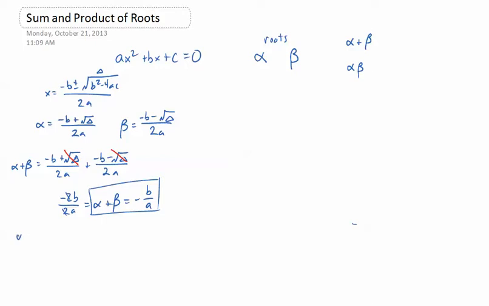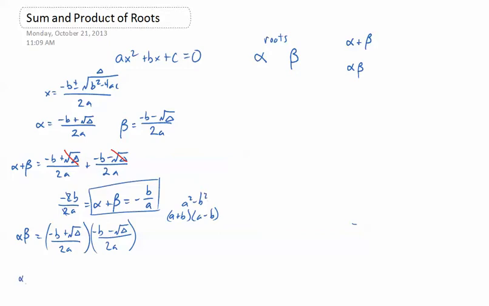Let's see then what happens when we take alpha times beta. This time we're going to take negative b plus the square root of the discriminant over 2a, and multiply it times negative b minus the square root of the discriminant over 2a. Now notice that the number in front is the same and the number in back is the same, but the sign is different. This looks a lot like a plus b times a minus b on the top of my fractions. The bottoms I'll just multiply straight across, and we know that a plus b times a minus b is a squared minus b squared. So that's exactly what we're going to do here.